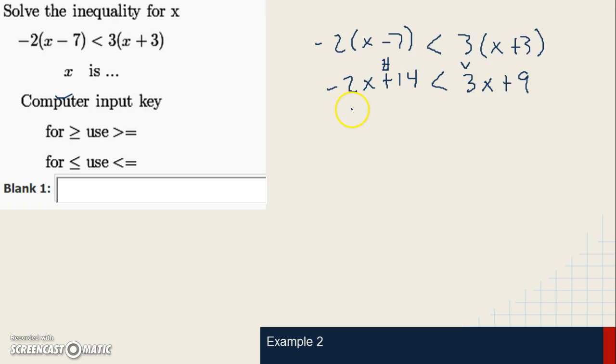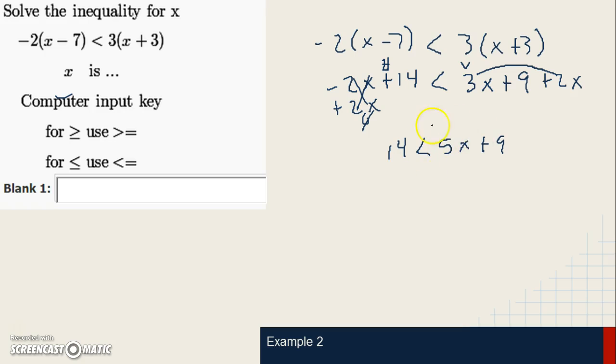I'm going to start by getting rid of this negative 2x by adding a 2x. If I add 2x to one side, I've got to make sure I add it to the other side. Negative 2x plus 14 plus 2x. We know that these simplify to 0, so we're just left with 14 is less than, and I can simplify my like terms on this side. 3x and 2x totals 5x plus 9.